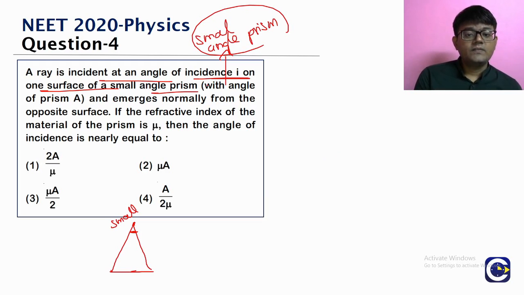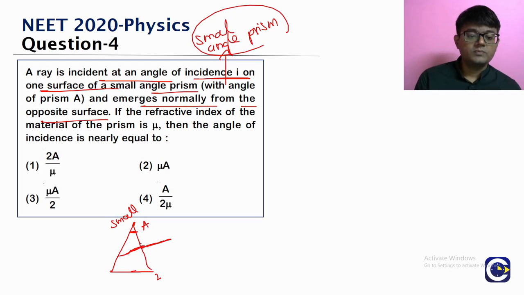A ray is incident at an angle of incidence I on one surface of the small angle prism, and this angle is given by A, by the way, and emerges normally from the opposite surface. How is it emerging? It is emerging normally. Look at it, this is the second surface. Emerging normally means the angle of refraction here is 0, because it is coming along the normal. So what is the angle it makes with the normal? 0, right? The angle of refraction is 0, which means the angle of incidence also must be 0. So normally emerging means it should be incident on the surface also normally.